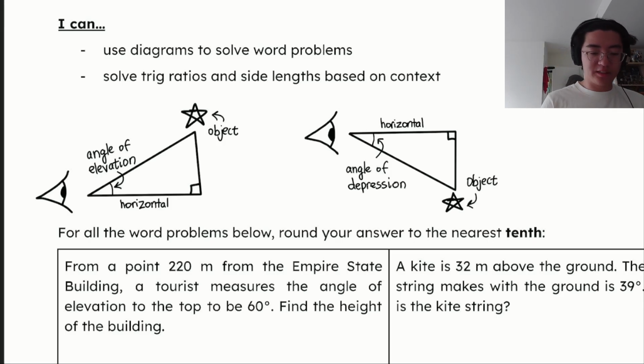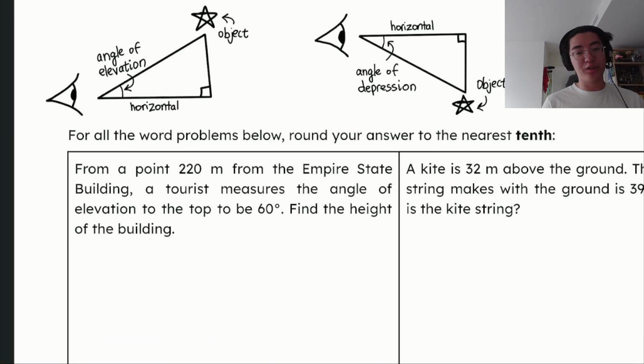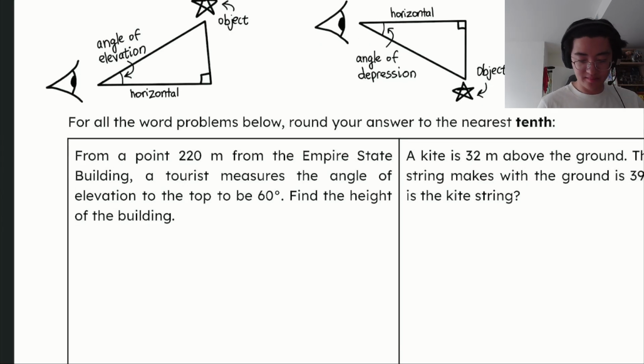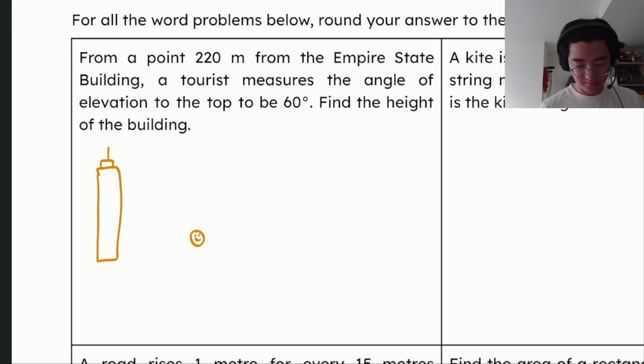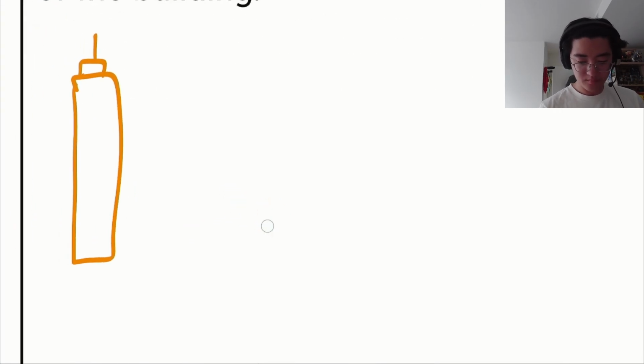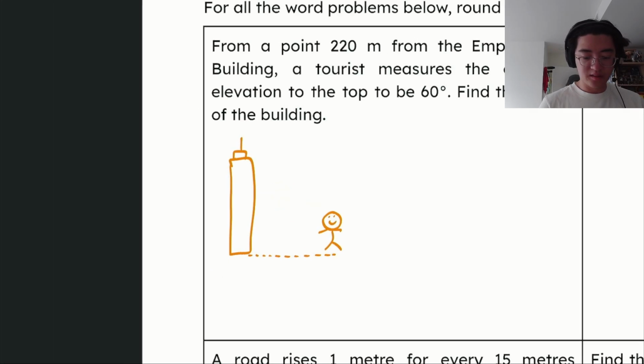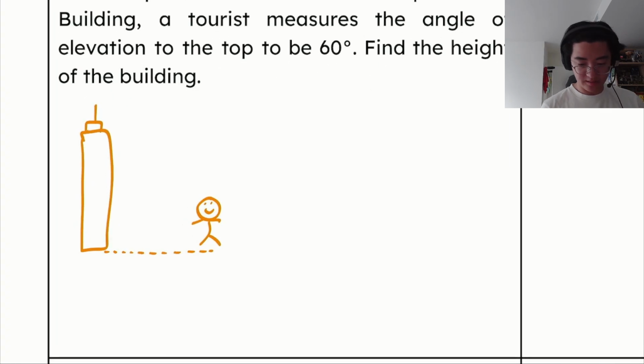But anyways, just like with other word problems, it's always easier to make a graph or a picture out of it. So we have our Empire State Building here, something like that. And we're saying that from a point 220 meters away from the Empire State Building, so we've got a tourist here, this right here is 220 meters away.